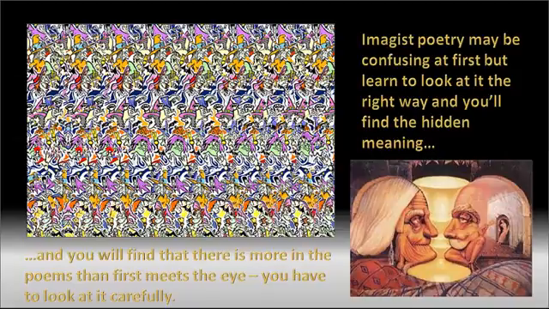So Imagist poetry is very much like that. It's like an optical illusion, where every time you look at it, you're going to see something slightly different. And the message is then, you should not read T.S. Eliot's poetry once. You read a poem, you may not see anything. You may see like the stereo image on the left. You read it again, you read it again, you read it again.